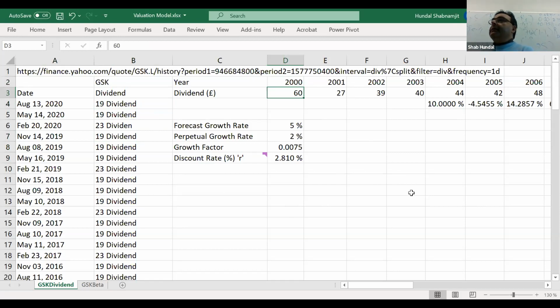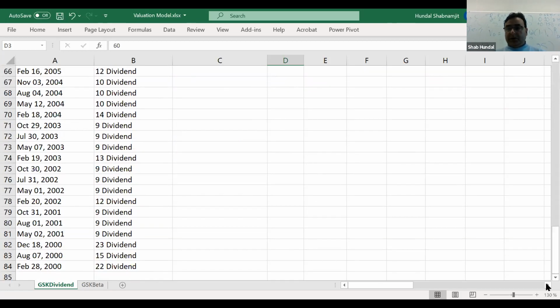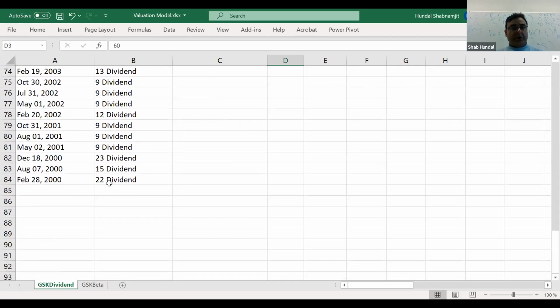In 2000 here, I combined all the quarters. You know, there are 4 quarters. So what I did, I added all the 4 quarters and put 60. How is it 60? Because in 2000, they paid 22 in the first quarter, 15, which makes 37, and then 37 plus 23, 60. In the past, they used to pay 3 times, but for the last few years they have been paying 4 times. So I add all the dividends in a year, whether 3 times or 4 times, and then I make a list of the total data.